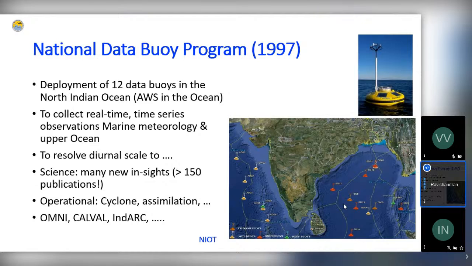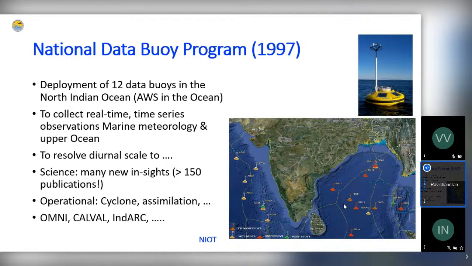So this was the initial stage, but now it has evolved in such a way that it is an internationally well recognized program, and they are able to measure entire radiation. Earlier no radiation was there. Now they have radiation incorporated, as well as subsurface information to 500 meters of temperature, salinity, and some biogeochemical sensors have been incorporated in this data buoy, and it has provided a wealth of data from 1997.